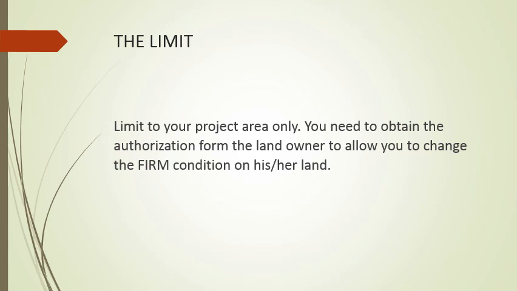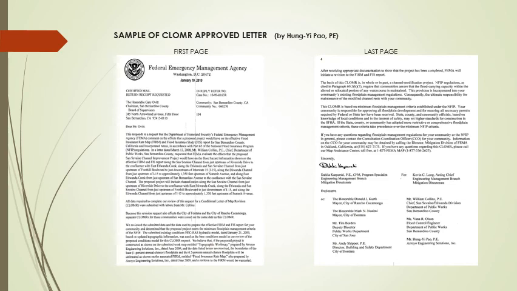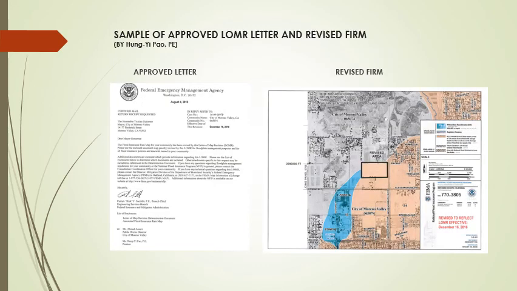The next slide shows one of the CLOMR approval letters done by Mr. Powell. If you go to the FEMA website and use the case number 10090163R, you will find the entire letter. The next slide shows one of the LOMR approval letters done by Mr. Powell. If you go to the FEMA website and use the case number 1609057P, you will find the entire letter.